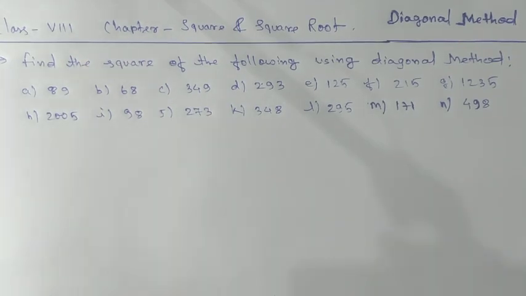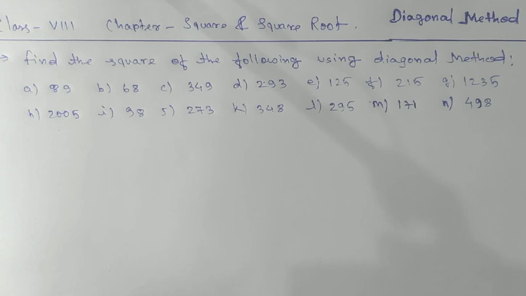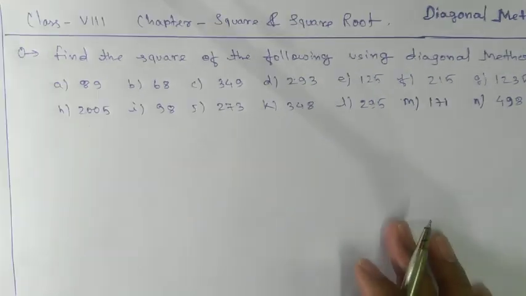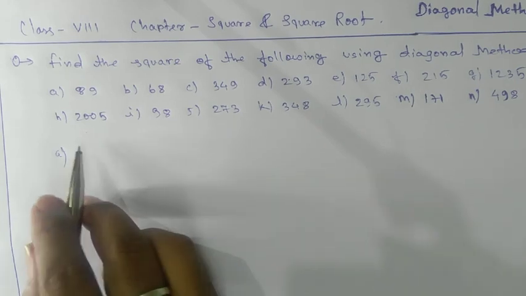Now let's start. Sir, is it limited to 3-digit or 4-digit numbers? No, the diagonal method is not limited. You can use any numbers. That means 3-digit, 4-digit, 5-digit, whatever digit you want, you can use with the diagonal method. So let's start with the first one, that is 89.